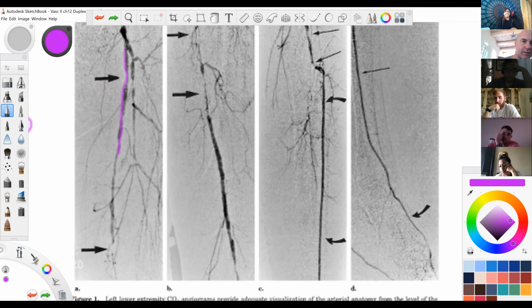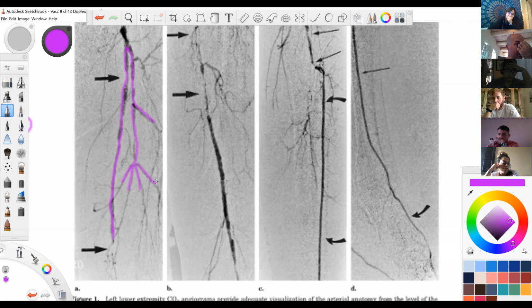Femoral, pop. Probably the pop. It looks like there's something going on in the pop, like it changed direction all of a sudden. That looks like collateral flow right down there. So it looks like some severe disease in the pop. But look at here, this is the deep. Major branch, branch, branch, branch, branch.